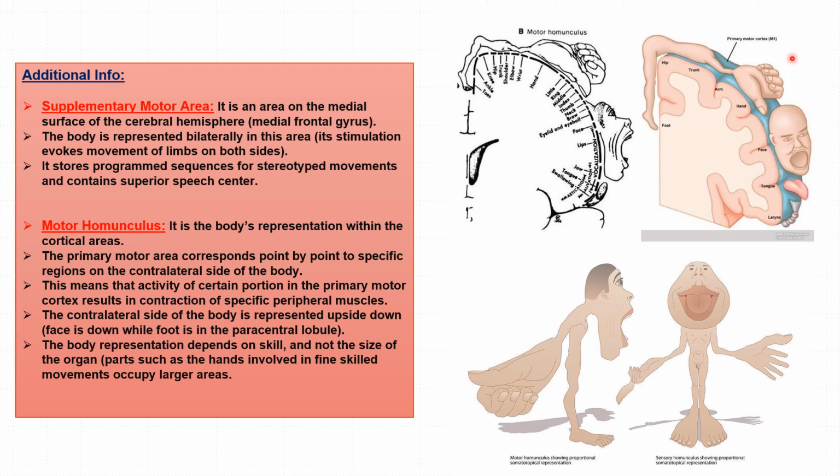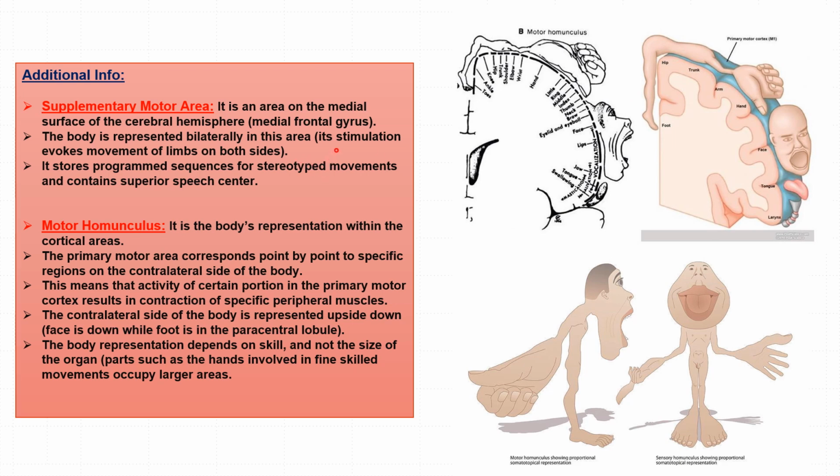Now, what this means is that the medial part of the primary motor cortex is going to be involved with movements of the lower extremity, whereas the lateral parts is going to be involved with movements of the upper extremity and the face. Now, the primary motor area also corresponds point by point to certain regions on the opposite side of the body. So this means that activity or stimulation of a particular part, let's say the medial surface of the brain in this case, would cause movement of the muscles of the legs on the contralateral side of the body. This is what the motor homunculus talks about.